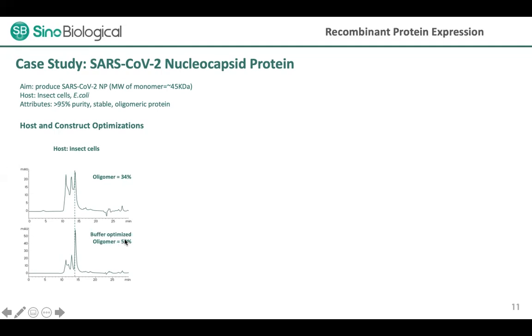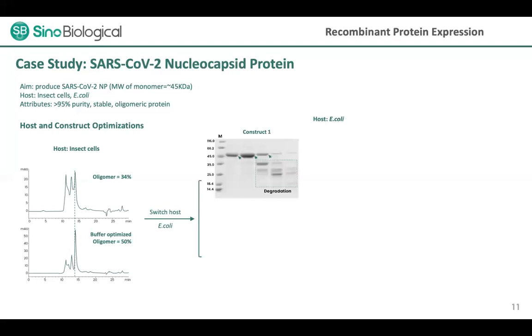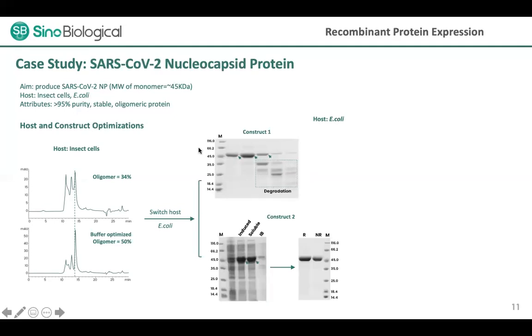Even after buffer optimization, we could still not completely eliminate these high molecular weight aggregates. So we switched the expression host from insect to E. coli. In the first construct that we used, we did observe protein expression. However, this protein is not very stable, and we observed degradation after several rounds of freeze-thaw. So this construct is no good.